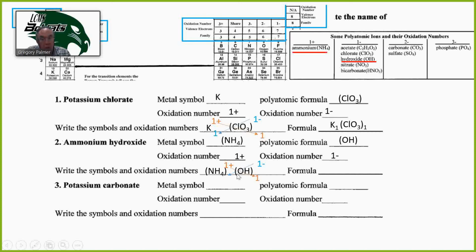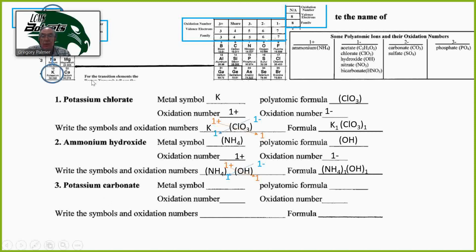This whole thing, the whole parentheses, works just like an element symbol, so the 1 is going on the outside of it just like if it was a symbol, and this other 1 is going to be right here. So the final formula for this compound is going to be NH4 1, OH 1. So again, the whole parentheses and everything in it works just like as if it was a symbol.